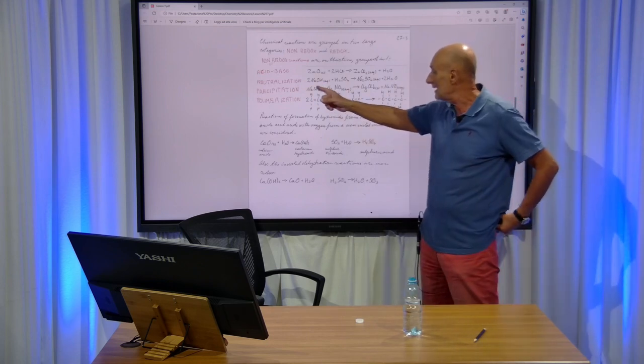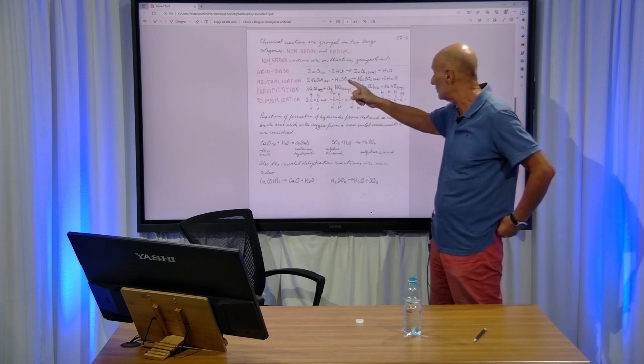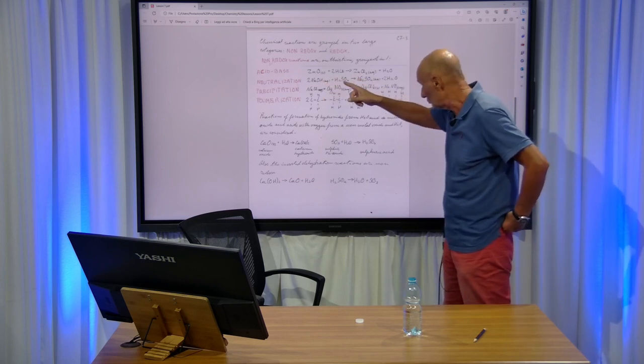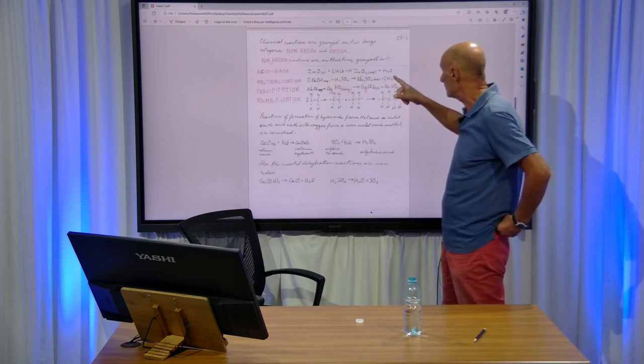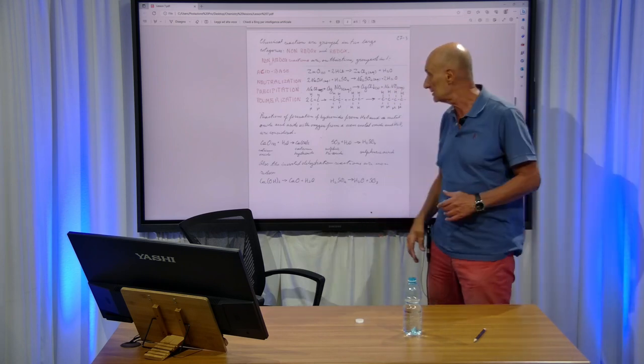If you see, then there are two oxygen atoms here, four oxygen atoms here, so four and two, six. Four here, two here, six. So the equation is well balanced.